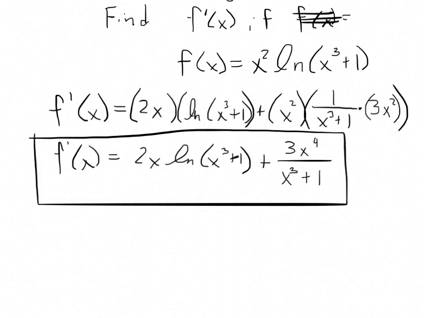So that's the end of this first lesson. The whole idea just being that the derivative of the natural log of x is 1 over x, and I want you to remember that you can use the chain rule and the product rule and the quotient rule in all of these problems. So I will see you in the next video.